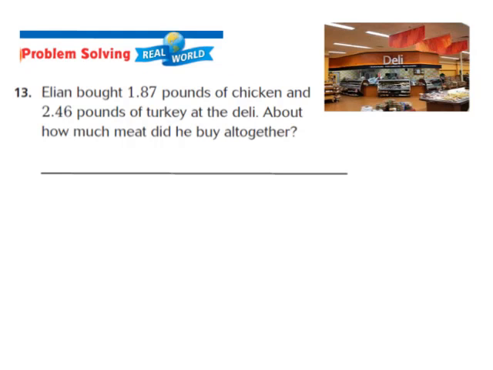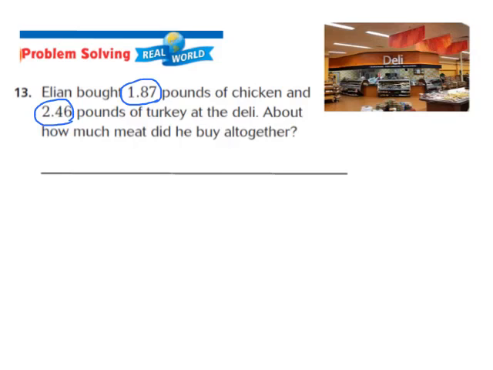Now, let's take a look at question number 13. It's one of our real-world problem-solving questions, and number 13 says, Eliam bought 1 and 87 pounds of chicken and 2 and 46 pounds of turkey at the deli. About how much meat did he buy altogether? Well, as I read through that problem, what I notice is this. Eliam bought 1 and 87 pounds of chicken and 2 and 46 pounds of turkey.